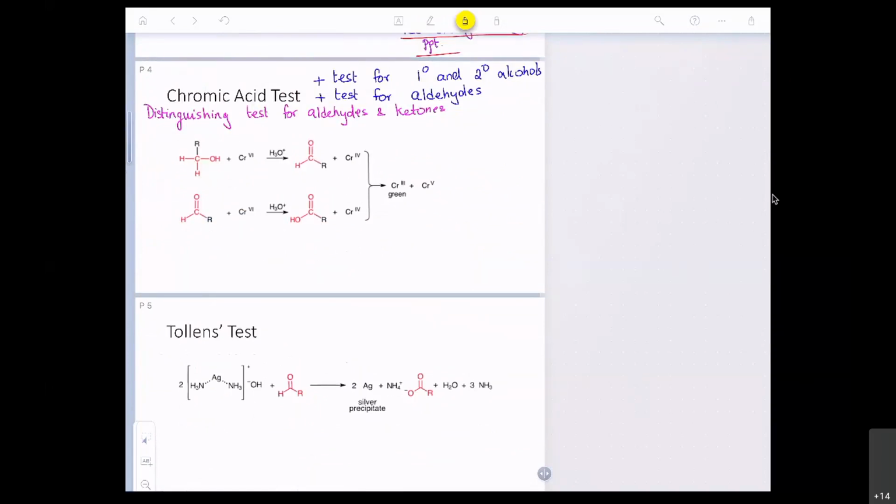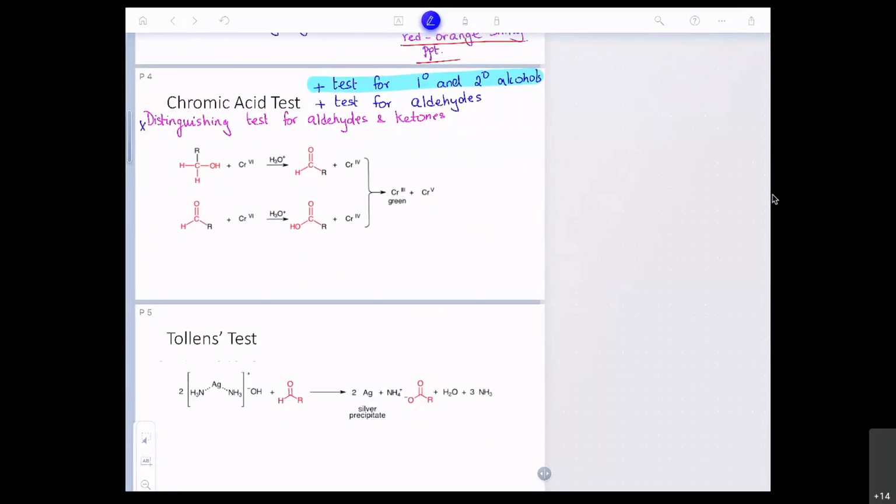It is a positive test for primary and secondary alcohols. The reason I pointed that out is it's not new information for us. We know a little bit about this test. It is a positive test for primary alcohols and a positive test for secondary alcohols. It's a negative test for tertiary alcohols. It is a positive test for aldehydes. It's a negative test for ketones. So it is a distinguishing test for aldehydes and ketones. Okay, so let's take a look at what this test is.